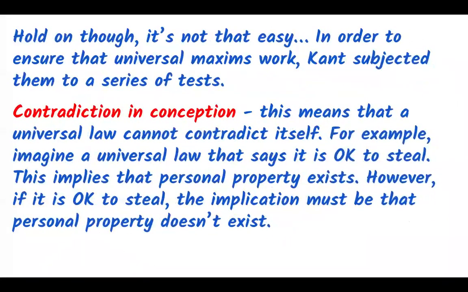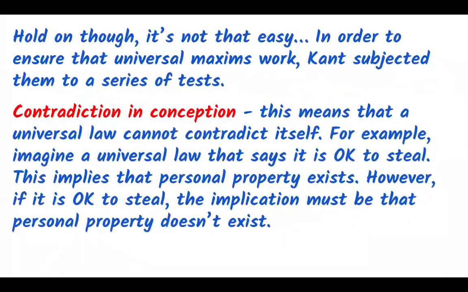The problem is, though, that it's not that easy, and Kant recognises this. So in order to ensure that universal maxims actually work, Kant subjects them to a series of tests. Now, the first one is something called contradiction in conception.